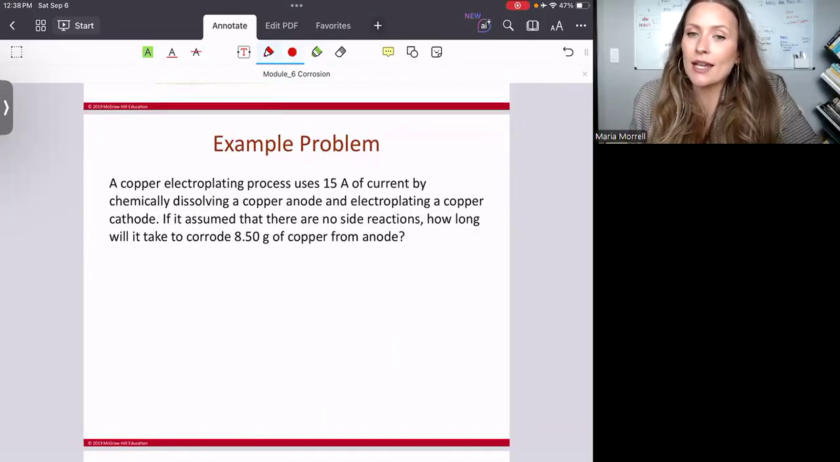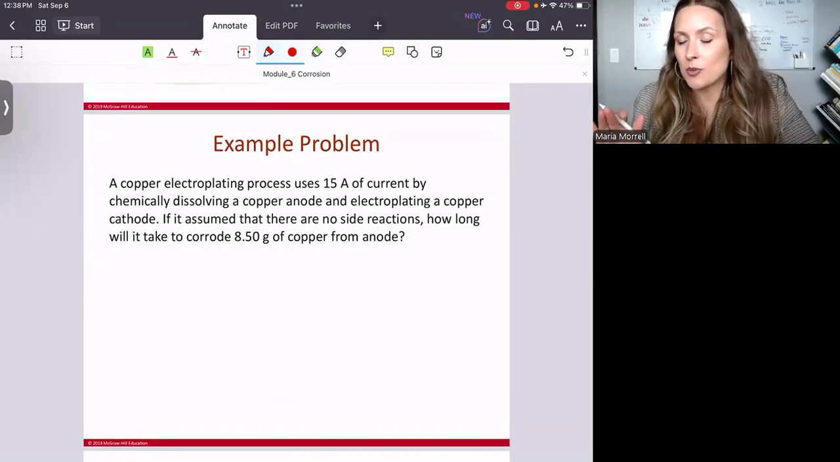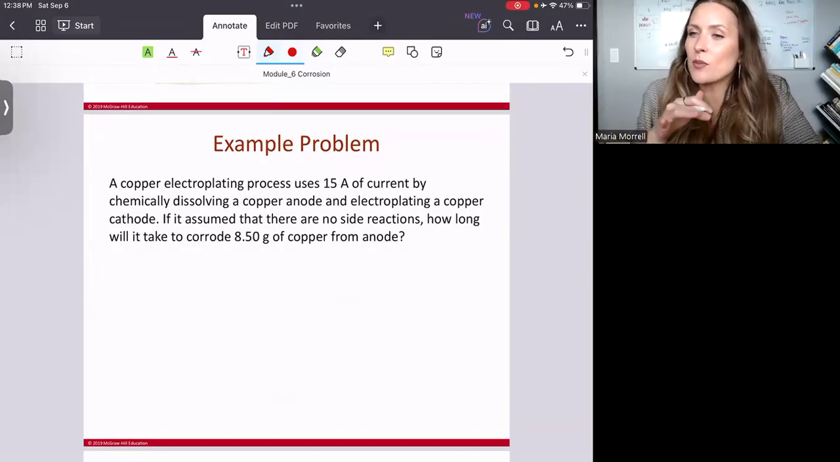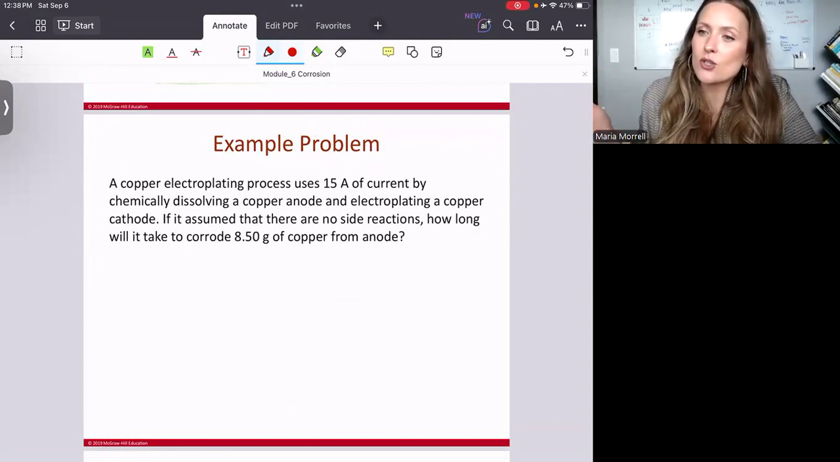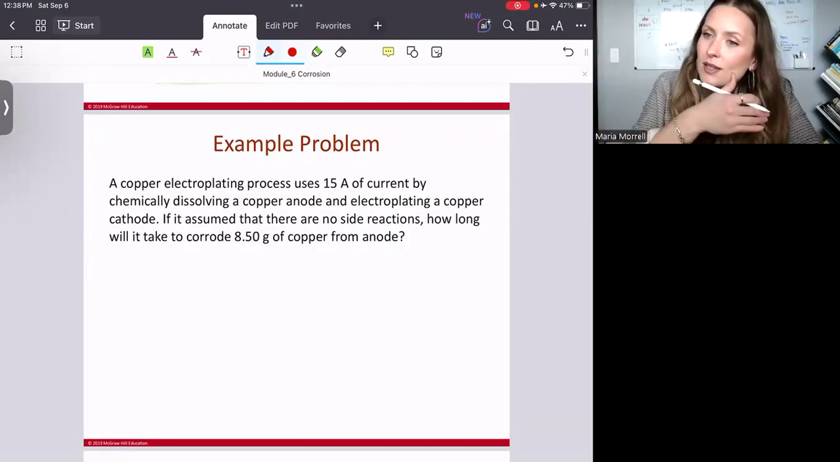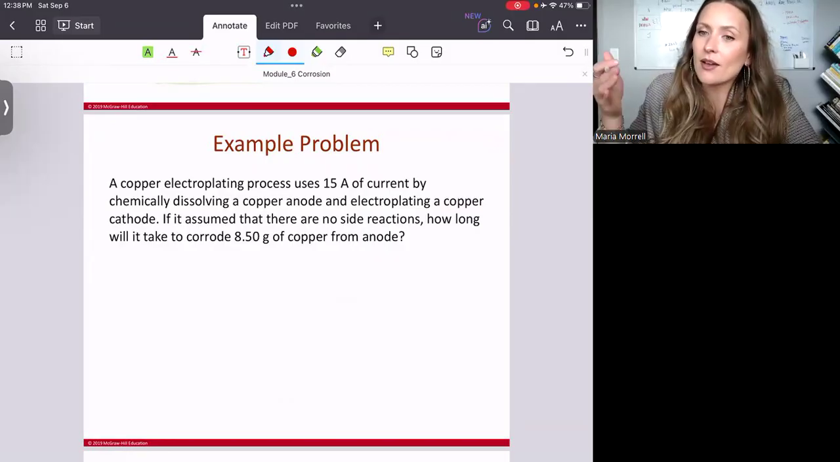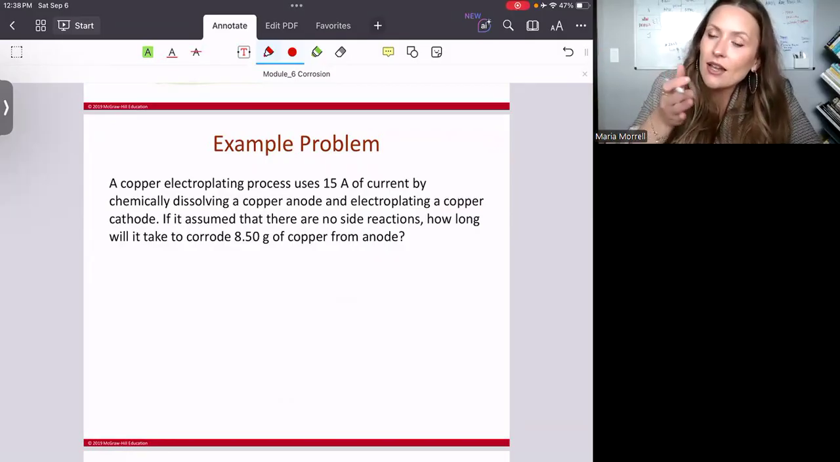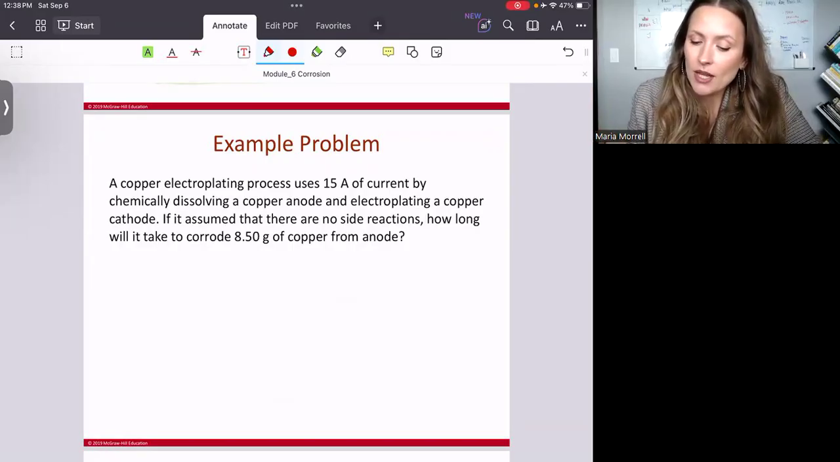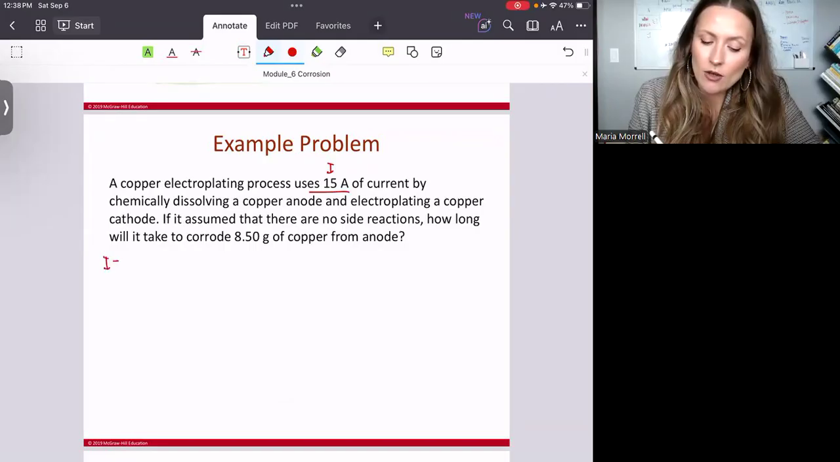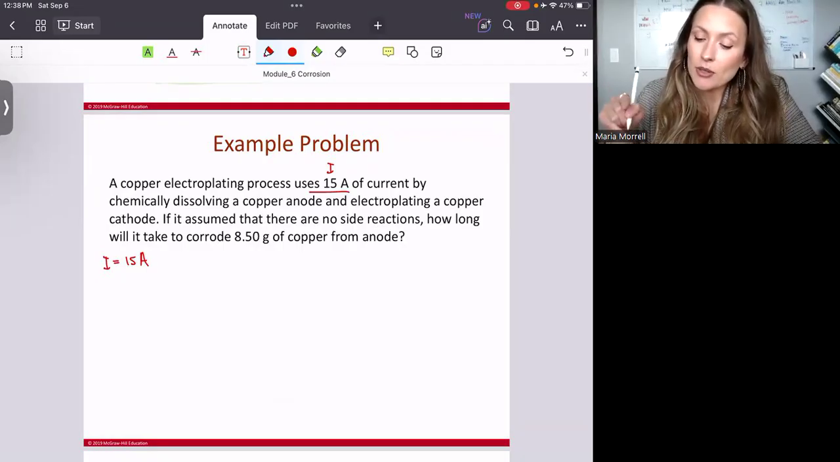We're looking at a copper electroplating process. This is one of the processes where you're using corrosion in reverse order. I am corroding something, but at the same time I have copper that is electroplated on something else. We're using a current of 15 amp, and I'm going to write down the given values here. I'm chemically dissolving a copper anode and electroplating a copper cathode.